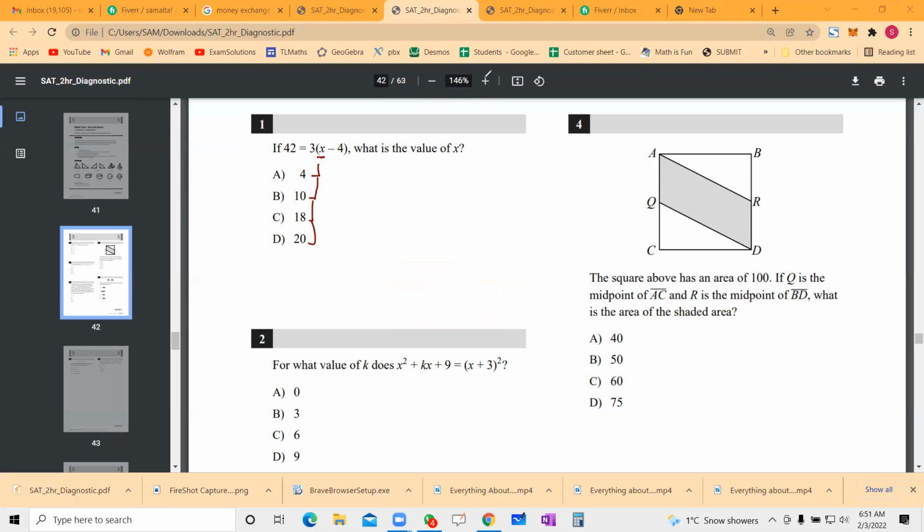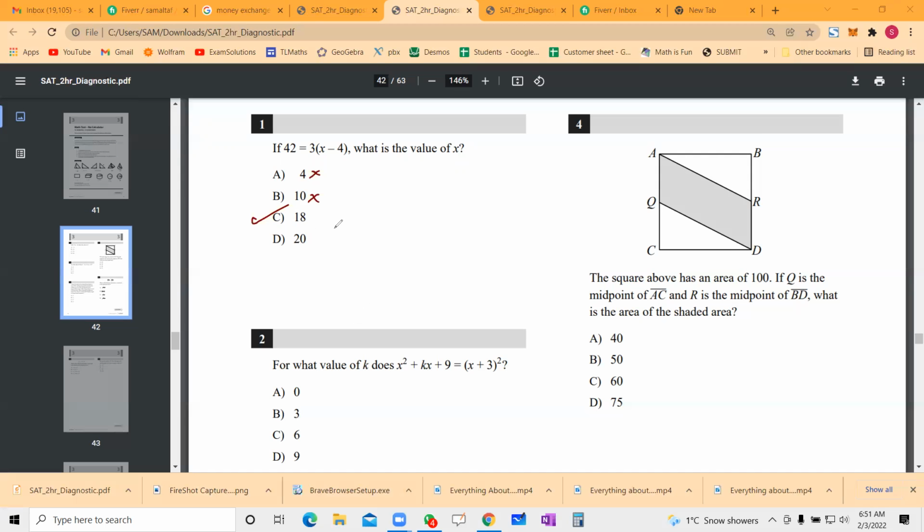So what I will do here, I'll not take my pen and paper. I'll just see it, and I'll plug in 4 here. It's 4 minus 4, that's 0. 42 is not equal to 0, so not the 4. 10 minus 4 is 6. 6 times 3 is 18. No. 18 minus 4 is how much? 14. 14 times 3 is 42. Yeah, that's right. Done. I don't need to even take the paper and the pen for solving it.